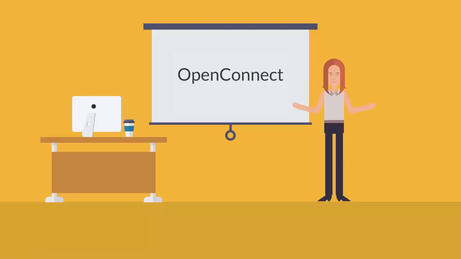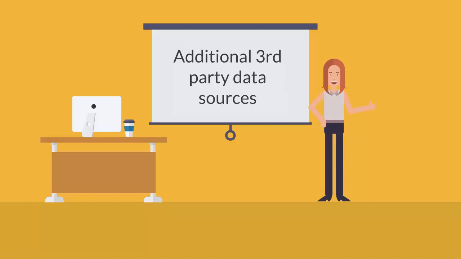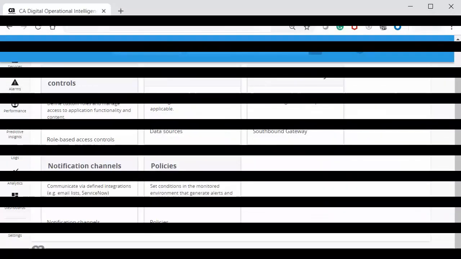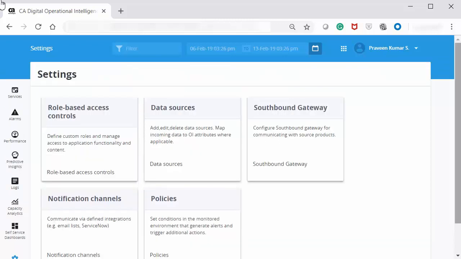In this video, you will learn how to configure the out-of-the-box certified data sources and configure additional third-party data sources. On the Operational Intelligence platform, the data source configurations have been added to the Settings page, where other admin configurations like notification channels, policies, and role-based access control are also available. For configuring OpenConnect, click on the Data Sources tile.